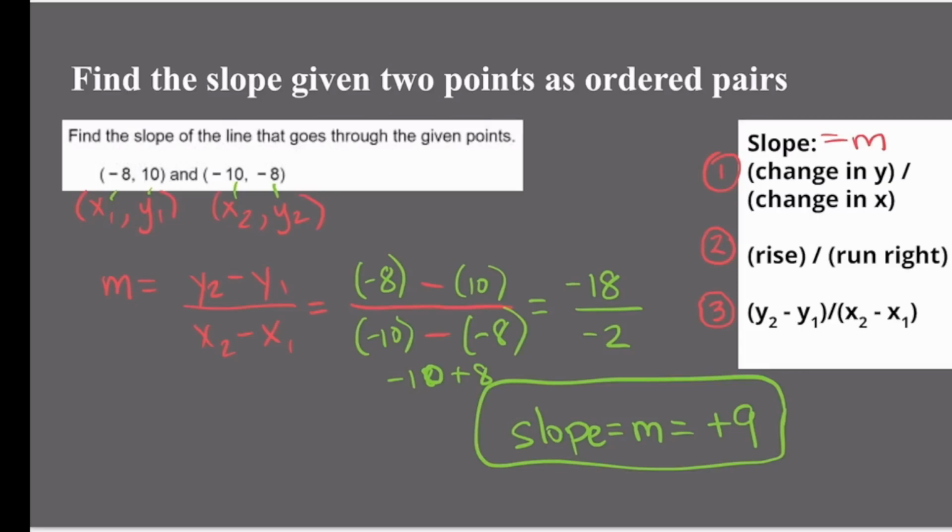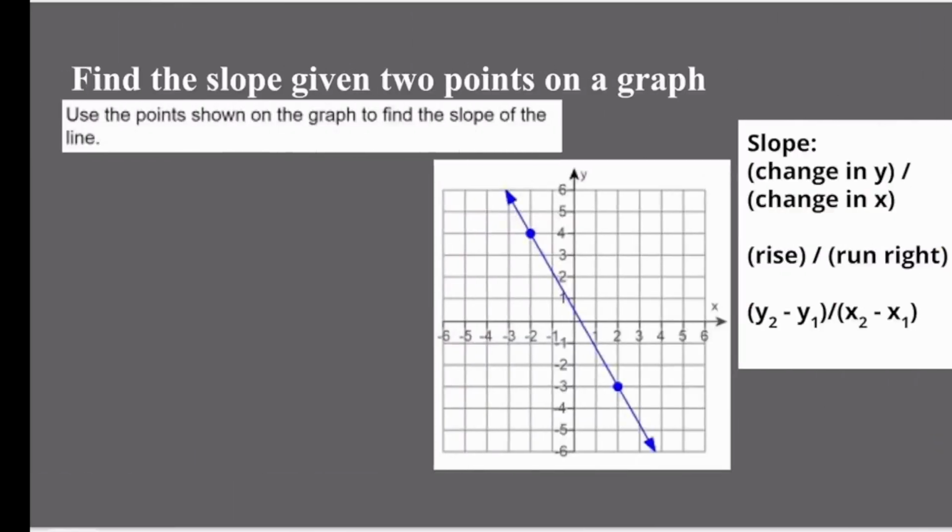So let's do a second example where you find the slope given 2 points on a graph. So we can do the same thing that we just did. I have a point here on the left, and that is going to be -2 and 4. So I would label that my x1 and my y1. That's the first point I'm labeling.